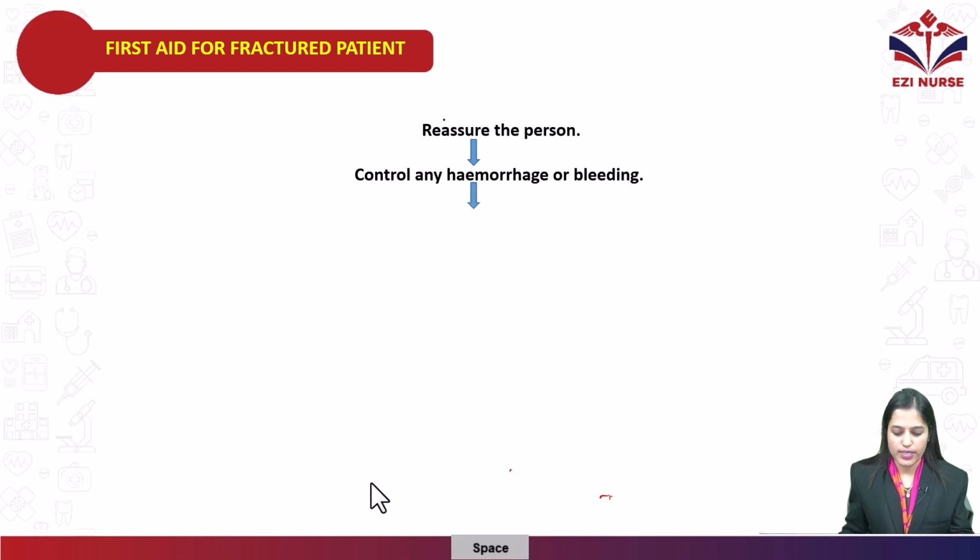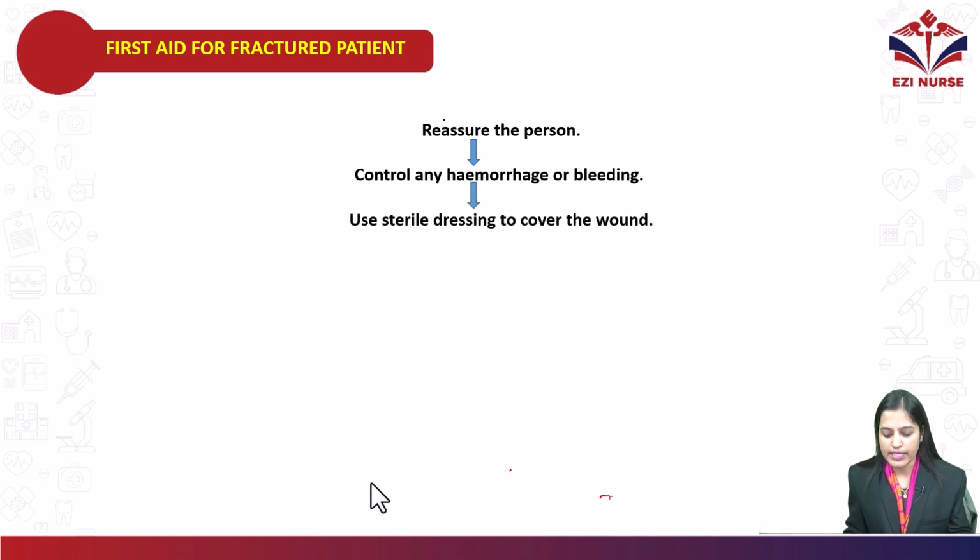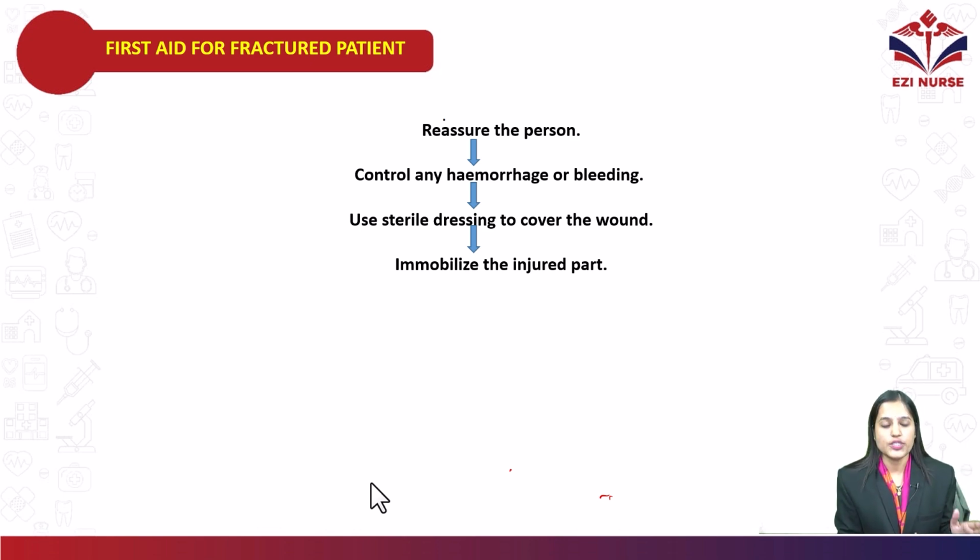Next, use sterile dressing to cover the wound. If you are at home, you can use a clean cloth. Then immobilize the injured part. If you have a fracture in the hand, you can't move it. Otherwise, there may be dislocation of the bone. So immobilize the injured part.